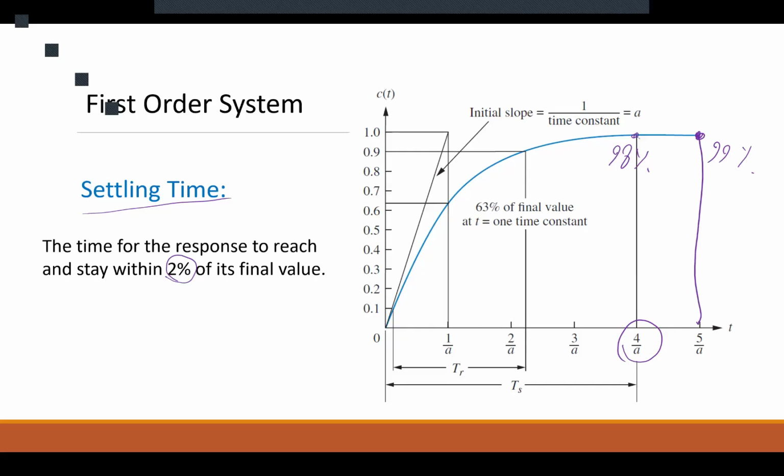So the rise time is from 10% to 90%, and approximately is 2 time constants, but not exactly equal. You can see that it's a little bit more than 2 time constants. The settling time is 4 time constants, when we reach 98% of our final value. And the steady state happens after 5 time constants, when we reach 99% of our final value. These are the definitions. Okay?